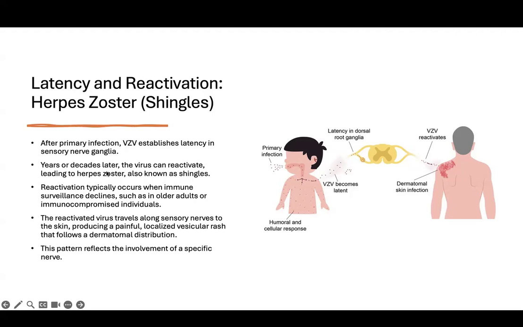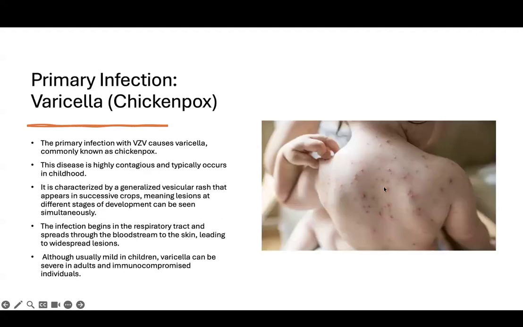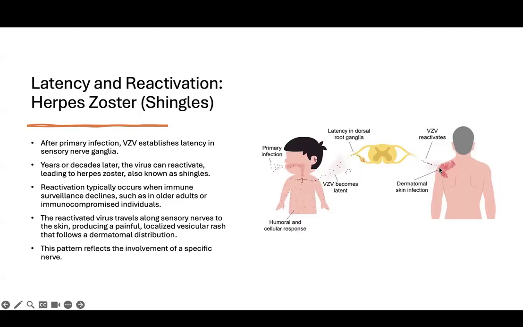And this reactivation leads to something that we call herpes zoster or shingles. It's these vesicles that we see, but they're confined to a certain area. It's not all over our body. Where it's confined depends on what sensory neuron it infects. So the site of infection is very specific to the nerve that is involved.